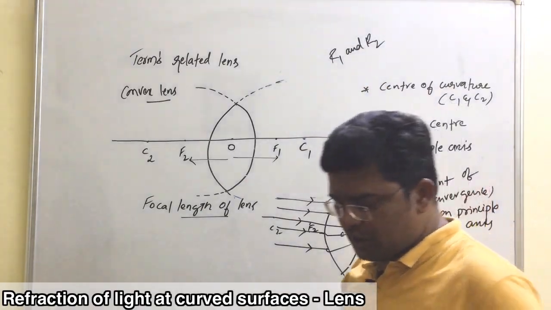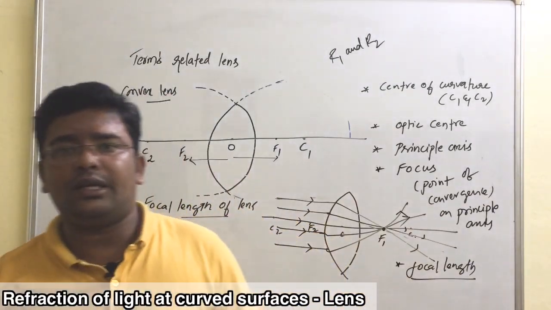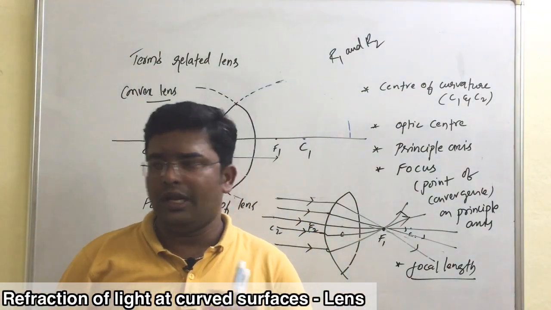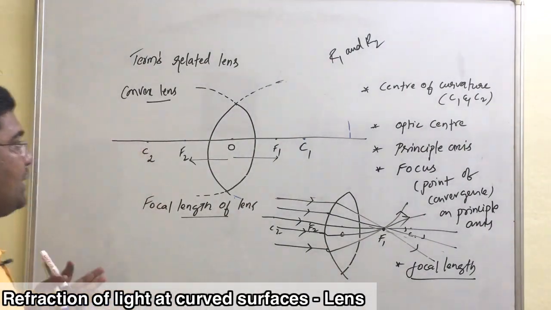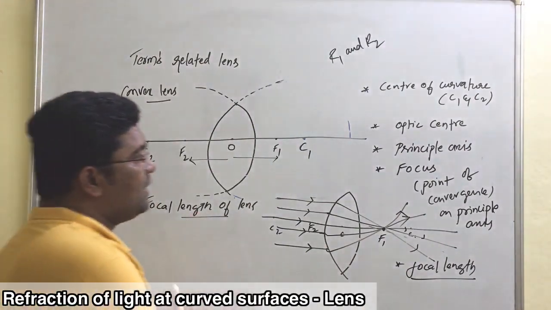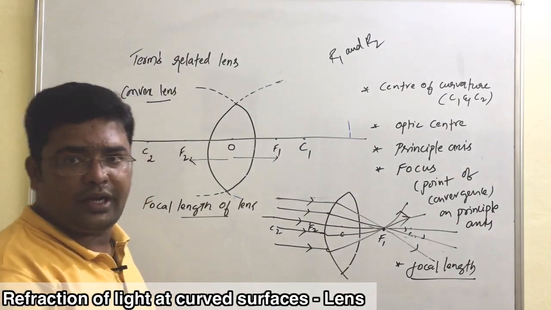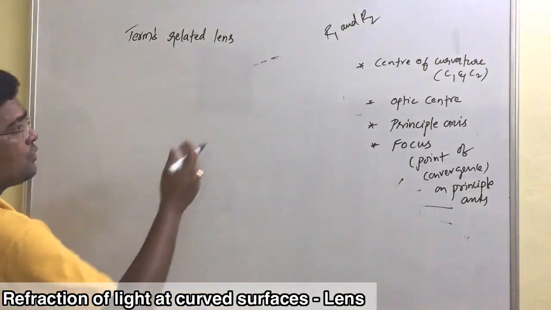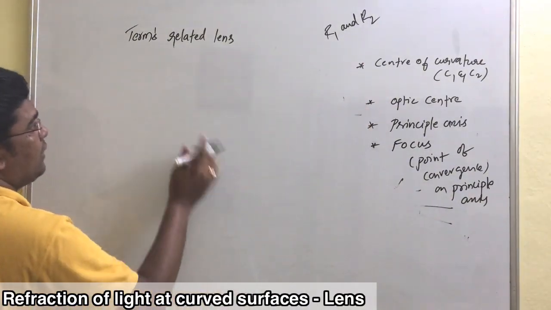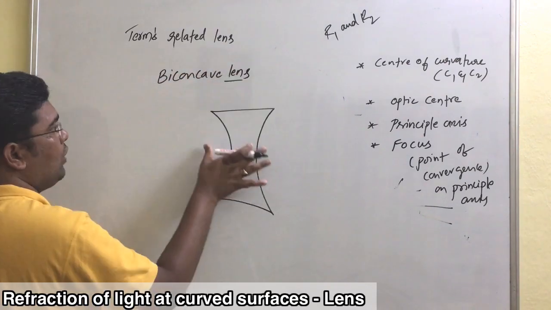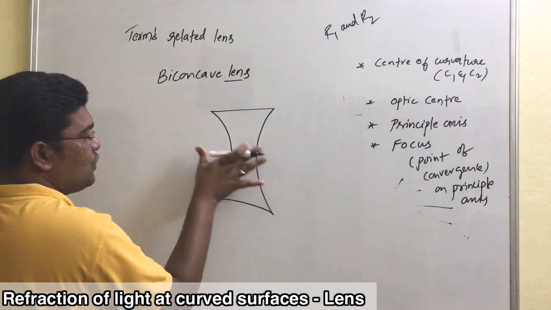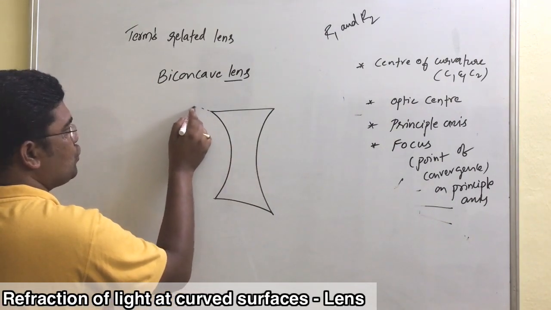Clear for everyone? Is it clear, students? So these are the terms that are related to lenses. This is for convex lens. Let us find the terms. How do we represent these terms for concave lens? So how do we represent the terms for biconcave lens? A concave lens is a lens which is formed by the combination of two spherical surfaces.